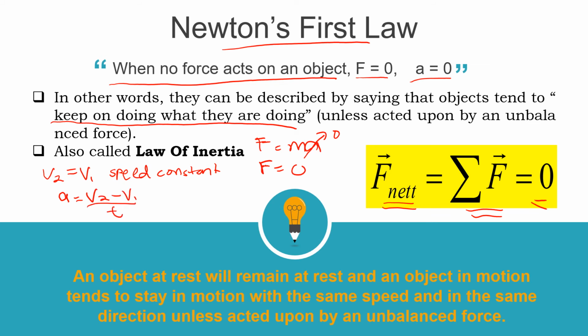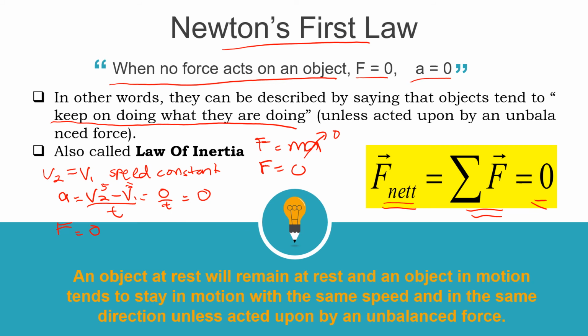So kalau kat sini constant kan, V2 is equal to V1. So contoh sini 5, sini 5. So apa-apa nombor kosong bahagi dengan T akan dapat nilai 0. Okay, so the A become 0. When A is equal to 0, automatically F is equal to 0. F is equal to MA, so it's equal to 0.